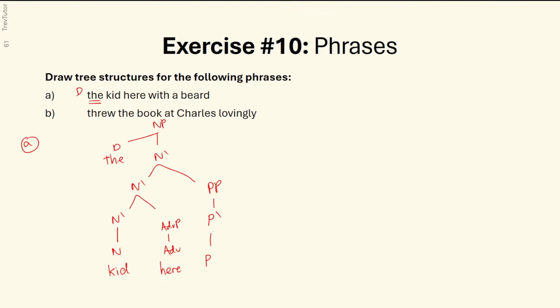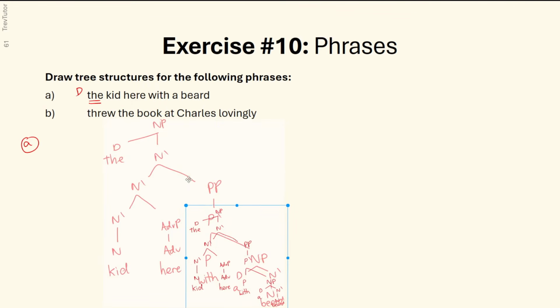So it's going to introduce that beside the head, but below the bar level. So with is a preposition, and then for a beard, we're going to have a determiner under our noun phrase, and we have an N bar level and an N level. We don't have any adjuncts, but we can stick beard down here. And that would be the complete structure for A.